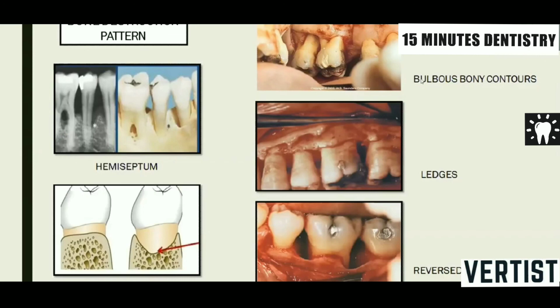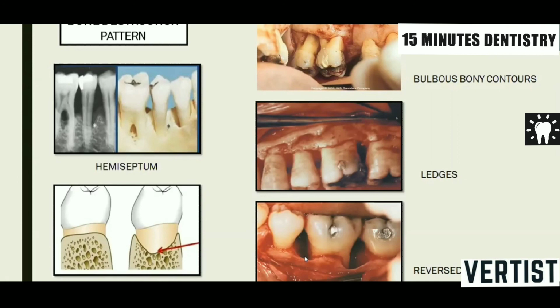Then here you can see, when you reflect the flap in patients who have periodontitis, you can see such types of bulbous bony contours. You can see furcation involvements also. These bulbous bony contours could be the result of exostosis, or the body's mechanism towards adaptive remodeling. So these are the bulbous contours which you will see. Then ledges are present over here, and then reverse architecture, as I mentioned.